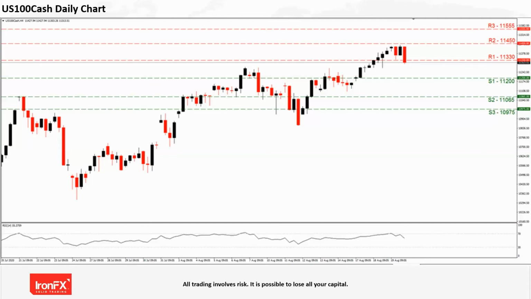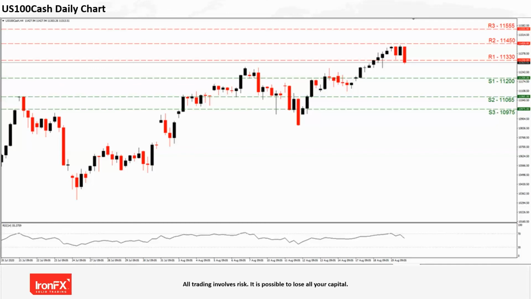As the index moved lower yesterday to retest our now R1 11,330 resistance level. If the index is to regain its upward momentum, it could surpass the R1 and reach for the R2 11,450 line that was approached yesterday but was not tested. If the bulls continue to drive the market, the index could even move higher to capture the R3 11,555 hurdle. However, if the index is to return lower, it could initially test our S1 11,200 support level.